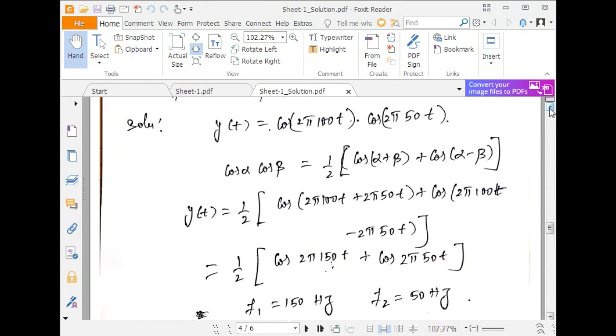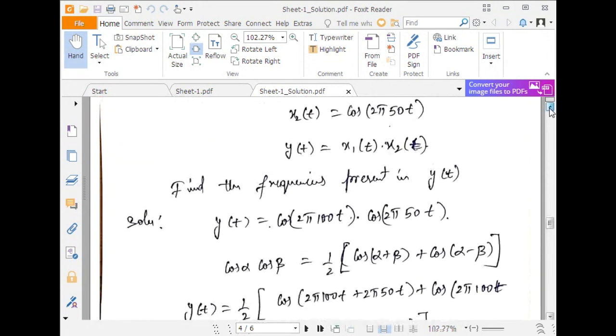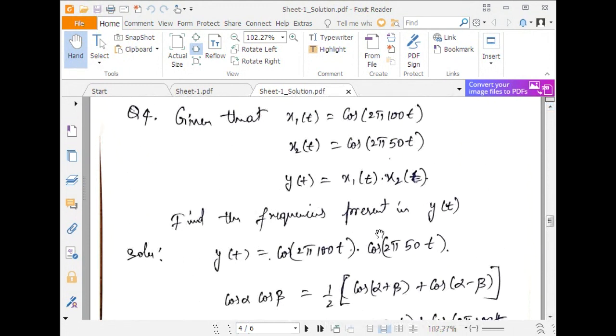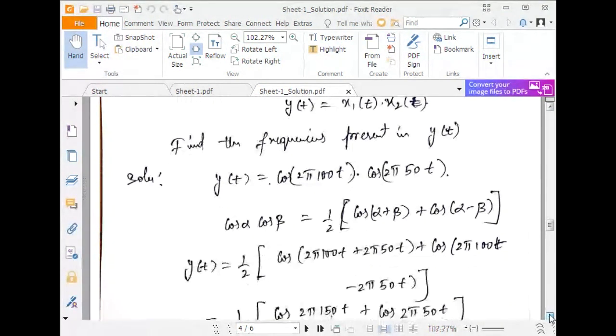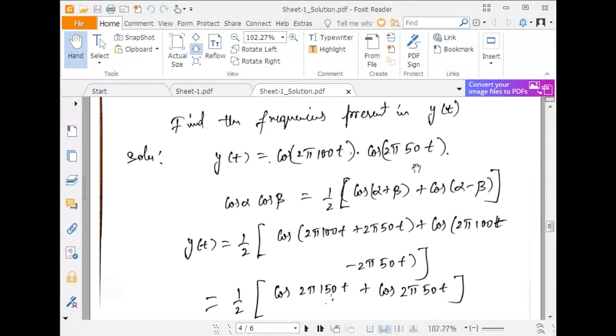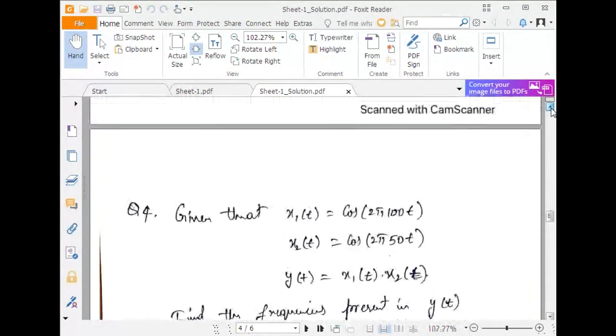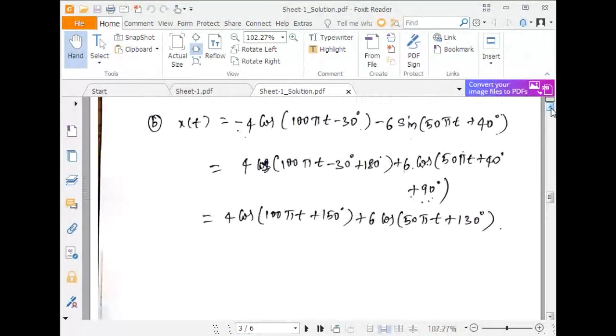Clear. Good. Now coming to the next question. You have to find the frequencies present in y of t. Y of t is given in the question itself as the multiplication of x1 of t and x2 of t. You need to find the frequencies. Can you repeat that formula to make the sign positive? Yes, you write on the paper.